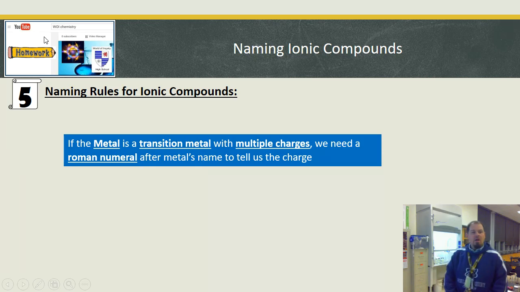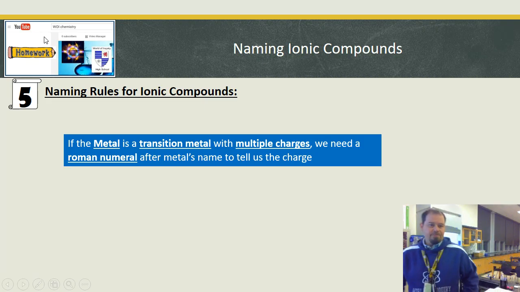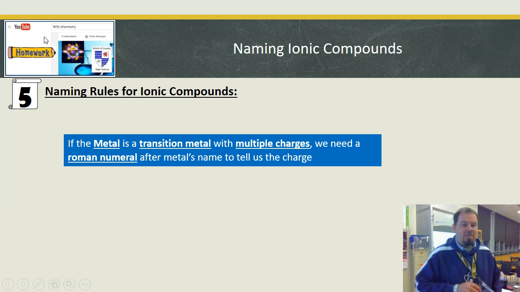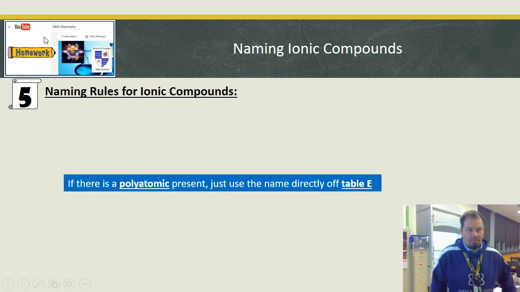I like it. If the metal is a transition metal, though, that specifically has multiple charges, I'm going to take a peek. I see iron's a big one. Nickel, copper, cobalt, manganese, Mn has 4 charges to choose from. So if I have multiple charges, I need a Roman numeral to let me know what the charge is, because that's a big deal. And then if there's a polyatomic ion present, I just name it directly off table E. So those are the basic ground rules.